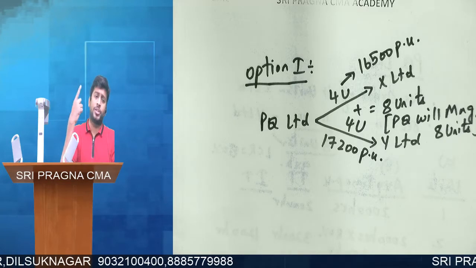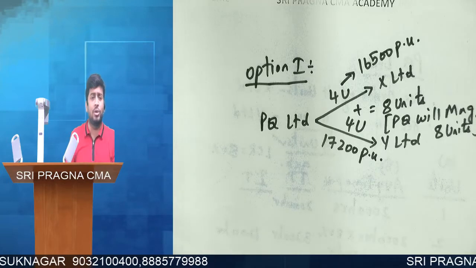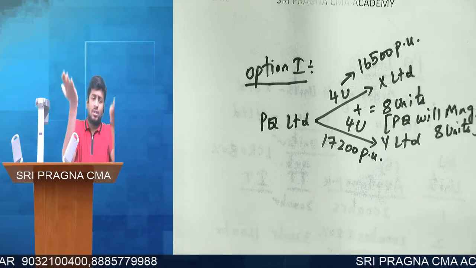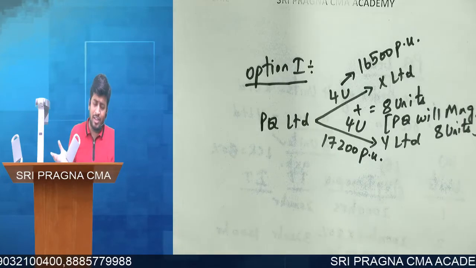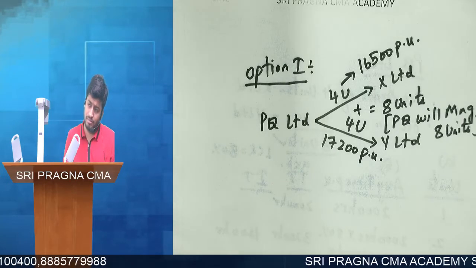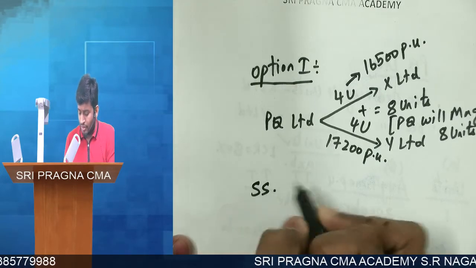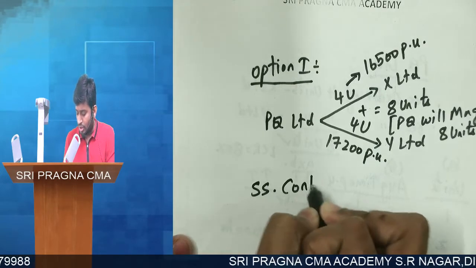Then we'll go for option 2, and again we'll find out wherever the contribution is higher, that option will be selected. Chalo, statement showing, listen as we go. I'll give you time to copy. Contribution under which option?